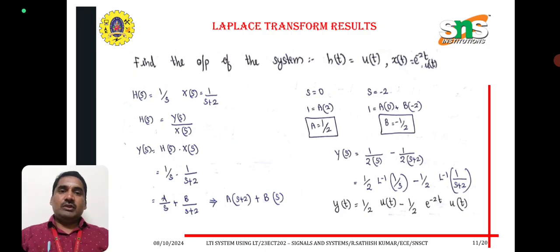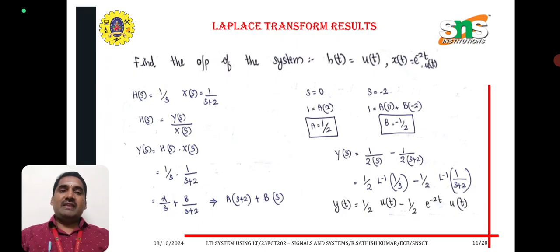Therefore, H(s) = Y(s)/X(s), so Y(s) = H(s) X(s) = 1/(s(s+2)). Therefore, A/s + B/(s+2), and we can find A as 1/2 and B as -1/2. Y(s) = (1/2)(1/s) - (1/2)(1/(s+2)).